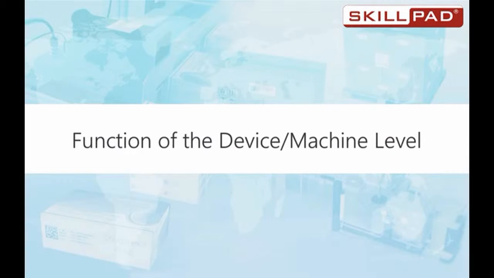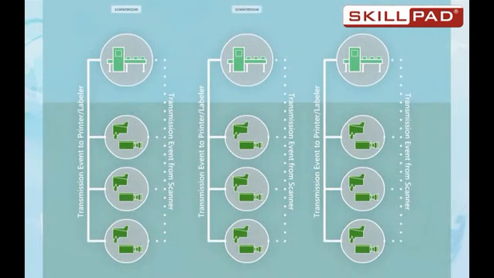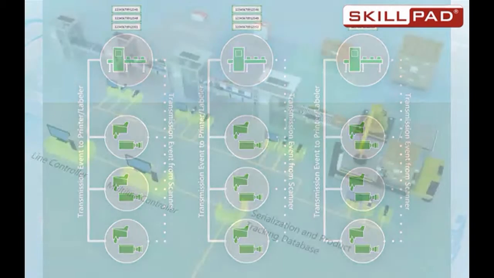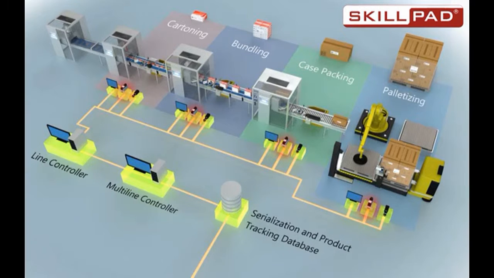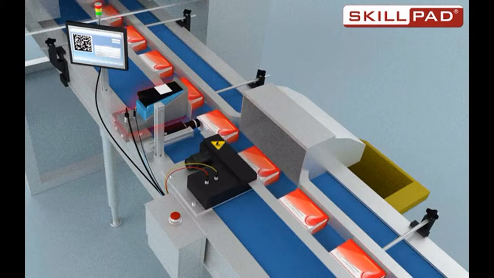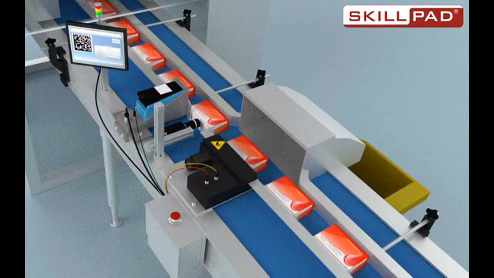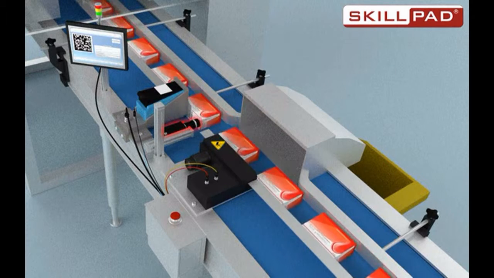Function of the device or machine level. When the packaging run begins, the serial numbers are queued and then distributed to the device or machine. Some serial numbers are allocated to particular packaging levels. The correct numbers must therefore be sent to either items, typically bottles or cartons, cases, or pallets. The equipment at each packaging level can include a printer, labeler, and scanner. Numbers are issued to the printer and printed on the item or label. The scanner then checks for the presence of the number.